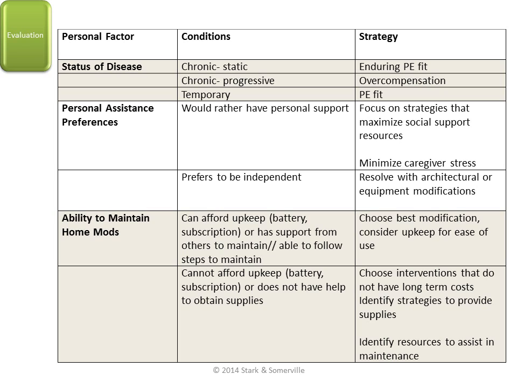So for example, let's say somebody cannot afford to maintain a home modification, like for example replace batteries, or pay a monthly subscription fee. So we're going to choose interventions that don't have those things, or maybe we could identify resources that are going to be able to help them maintain whatever modifications they might need.